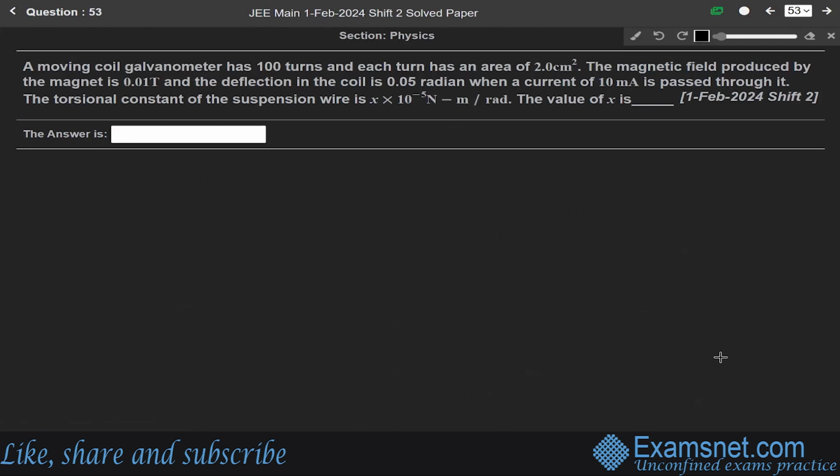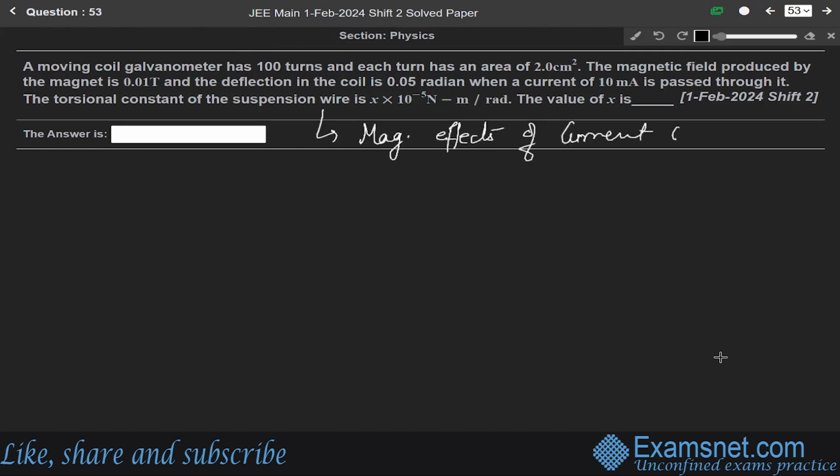Okay. Now next question, 53. A moving coil galvanometer has 100 turns and each turn has an area of 2 centimeter square. The magnetic field produced by the magnet is 0.01 Tesla and the deflection in the coil is 0.05 radian when a current of 10 milliampere is passed through. The torsional constant of the suspension wire is x into 10 to the power minus 5 Newton meter per radian. We have to find the value of x. Okay, so this question is from the chapter of magnetic effects of current and magnetism.